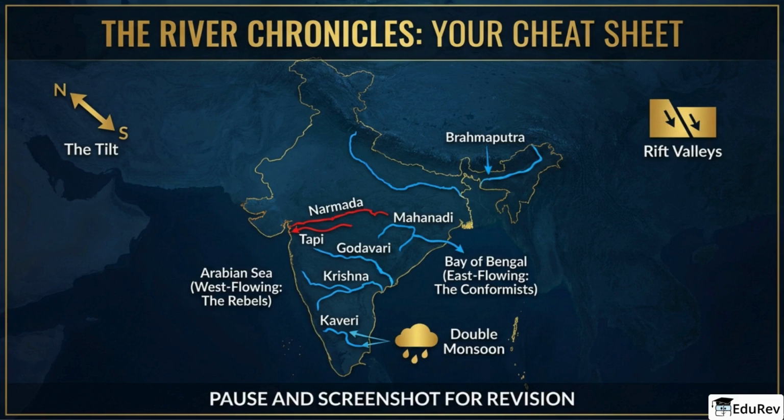Pause this map, screenshot it, revise from it. If you can reconstruct this drainage logic from memory, Tibetan origin, Brahmaputra naming, peninsular tilt, rift valleys, east flowing giants, west flowing exceptions, and Kerala's tricky data, you are exam ready.